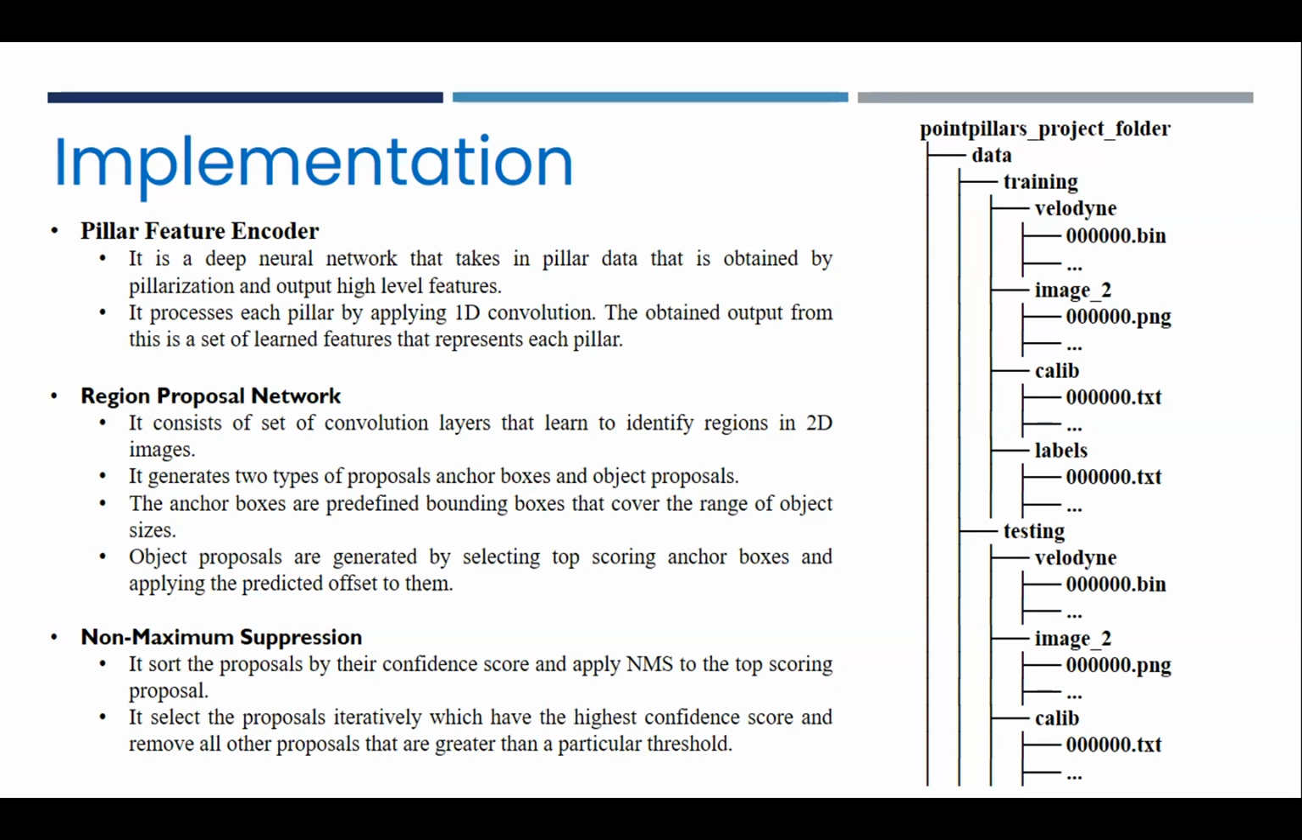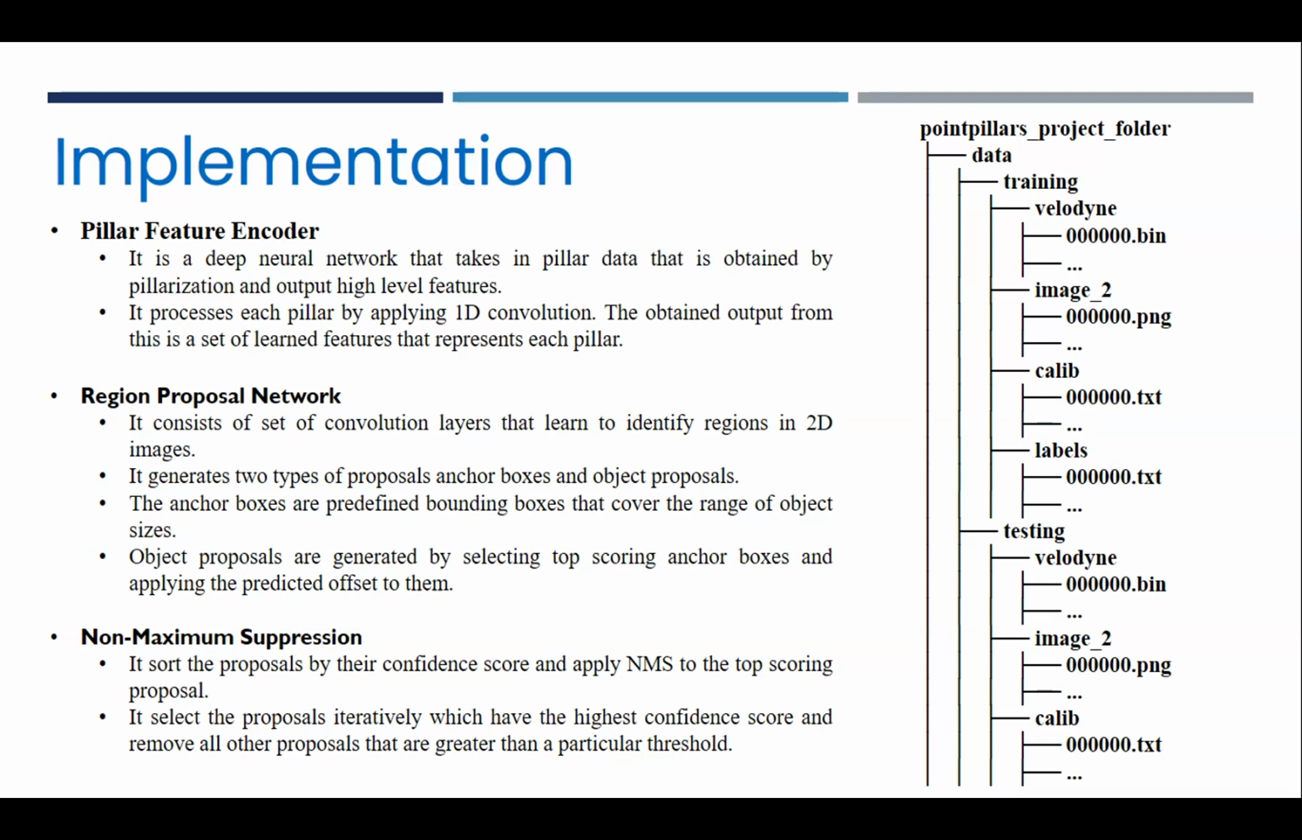Here we'll be using the pillar feature encoder. It is a deep neural network that takes in pillar data obtained by the pillarization. This is part of the PointPillars architecture. It will pillarize the features first, and then it does the detection. Next we have the region proposal network, which consists of a set of convolutional layers that learns to identify regions in 2D images. We have used the camera data as well as the LiDAR. Because of this region proposal network, the AI model learns from the 2D image data as well, not only from the 3D coordinates, but also from the image data.